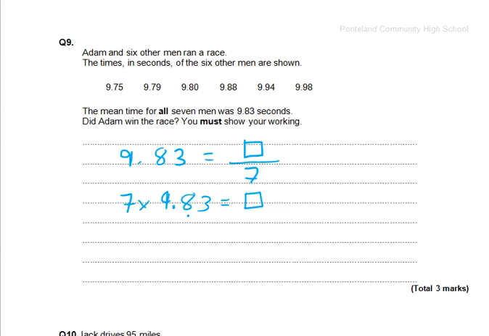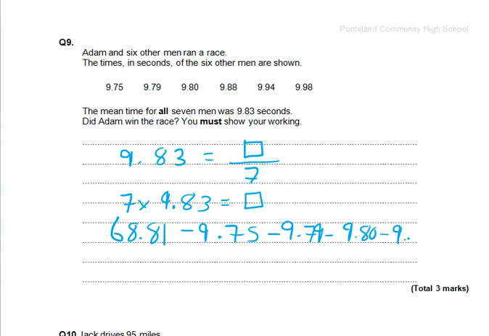So if I do 7 times 9.83, that gets us 68.81. So that's the total time of all of them. So what we now need to do is take away our 9.75. That's person number 1. We need to take away 9.79. We need to take away 9.80.